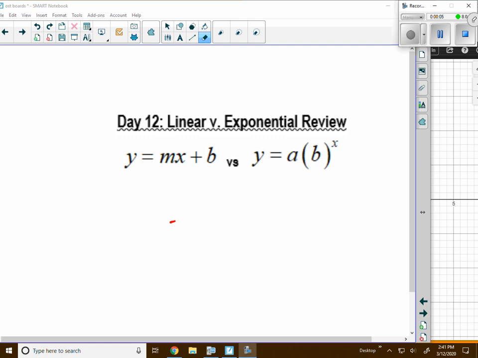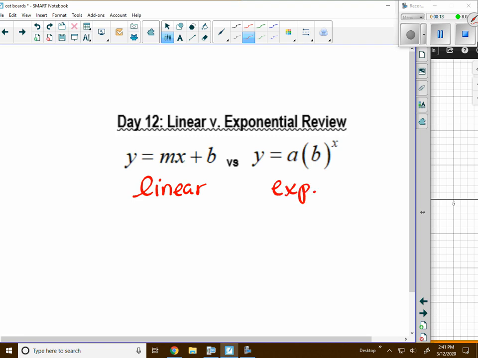This is the linear versus exponential review for your OST test. Here we have a linear general form. Here we have an exponential general form.